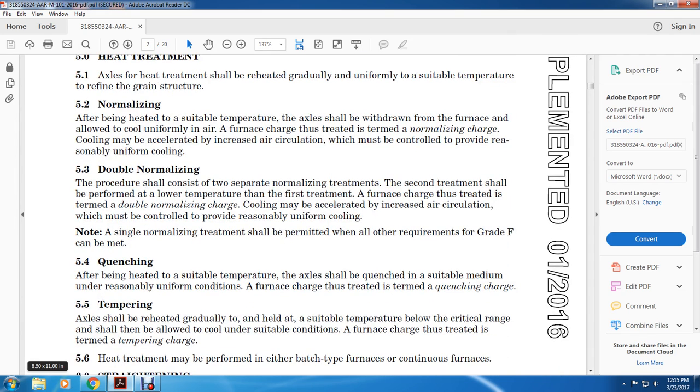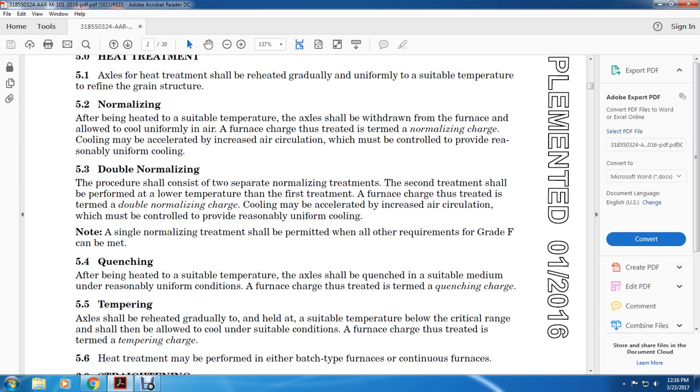Double normalizing. The procedure consisting of two separate normalizing treatments. The second treatment shall be performed at a lower temperature than the first treatment. A furnace charge that has been so treated is termed a double normalizing charge. Cooling may be accelerated by increasing air circulation, which must be controlled to provide reasonably uniform cooling. A single normalizing treatment shall be performed when all requirements for grade F can be met.